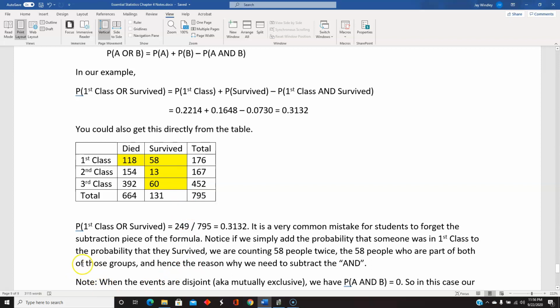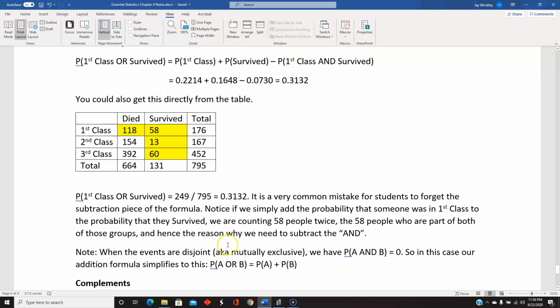Another interesting note here is that if the two events are disjoint, we talked about this a little bit ago, if the events are disjoint or mutually exclusive, then the probability of A and B is 0. And if the probability of A and B is 0, then in this formula we don't have to do the subtraction, since that subtraction is 0. So that addition formula would just simplify to this.